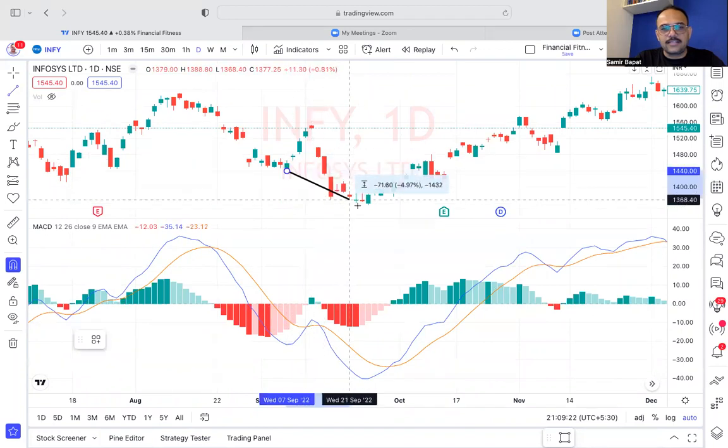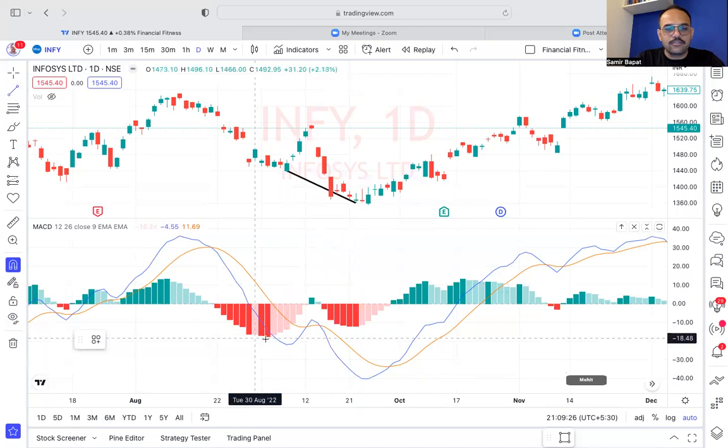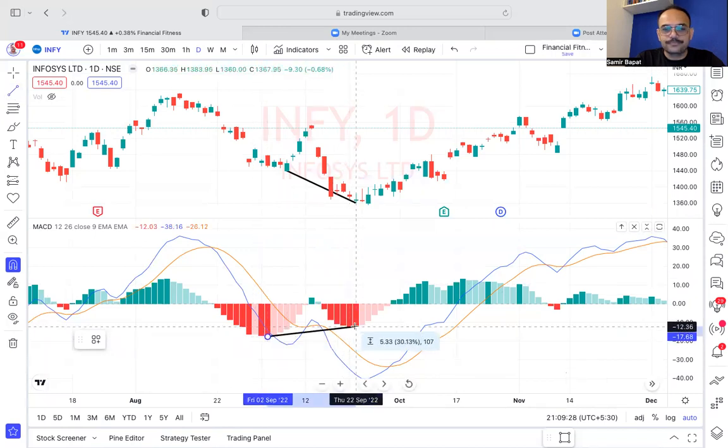can I say this price has gone down, but the histogram has gone up? Agreed? Yes.